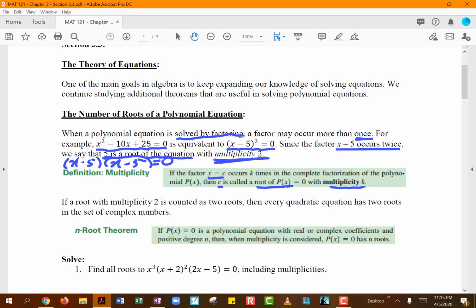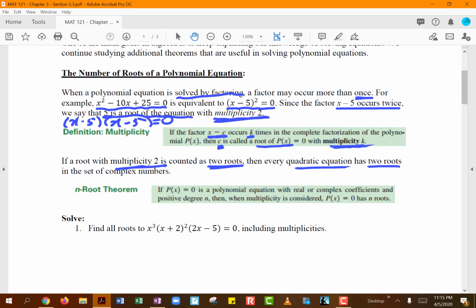So if you take this x minus c factor and set it equal to 0, you get the answer c. And if this factor x minus c occurs k times, the multiplicity of our root is also that same k value. If a root with multiplicity 2 is counted as 2 roots, then we can say every quadratic equation has 2 roots in the set of complex numbers. Remember, whenever we're talking about complex numbers, we're talking about real answers or imaginary ones also, right?